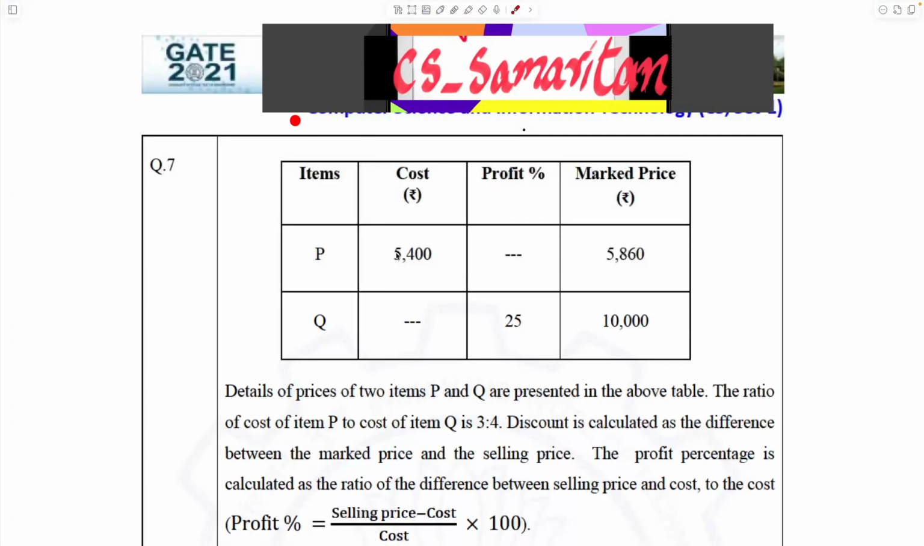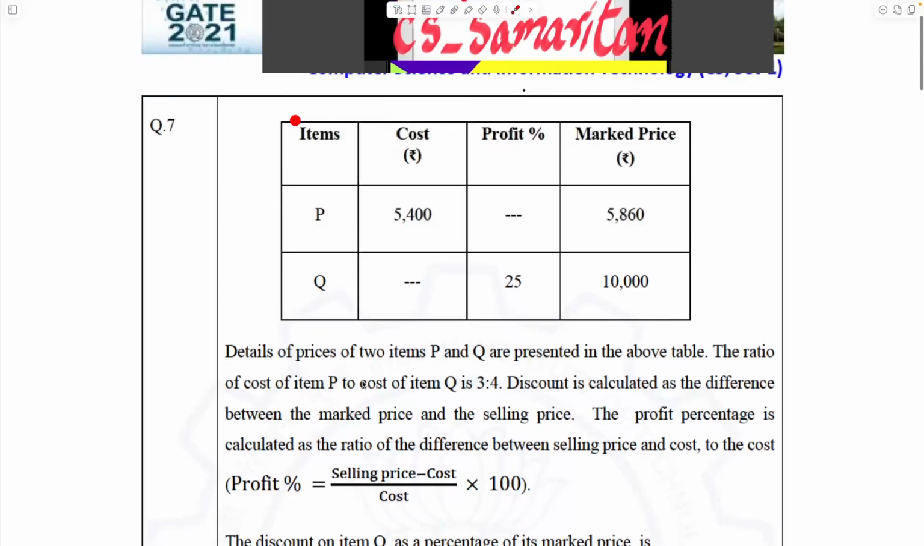Okay, so let's solve this question. This question is of 2 marks. Let's read it carefully and then solve it. The question states that the details of prices of 2 items P and Q have been provided in this table. The ratio of cost of P to the cost of Q is given as 3:4.